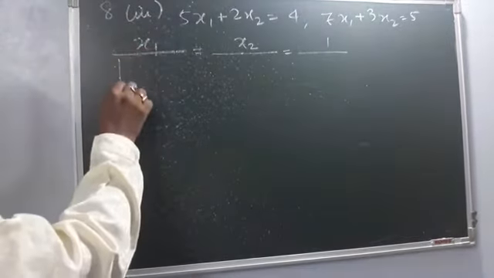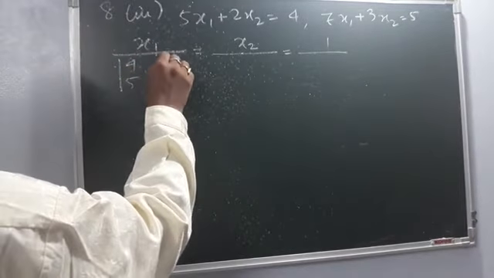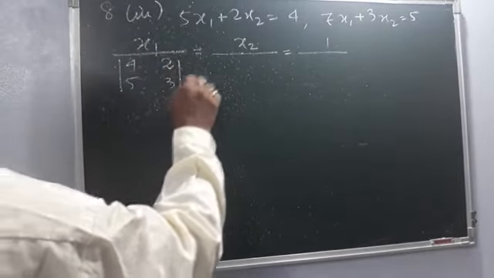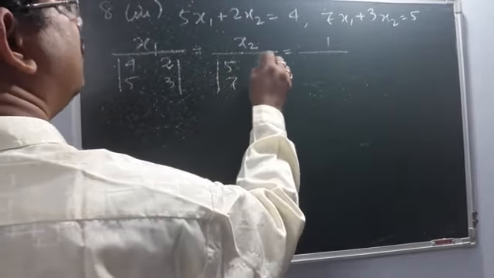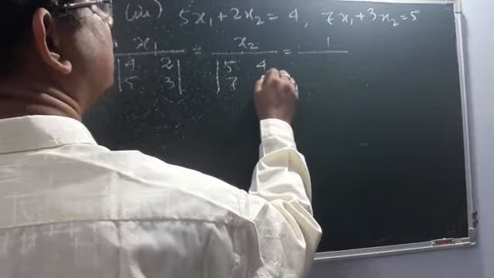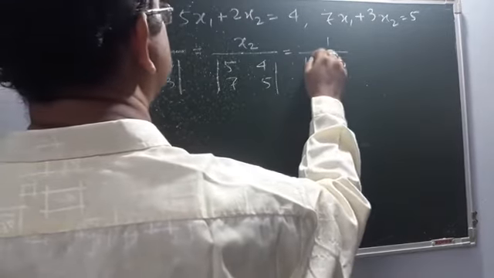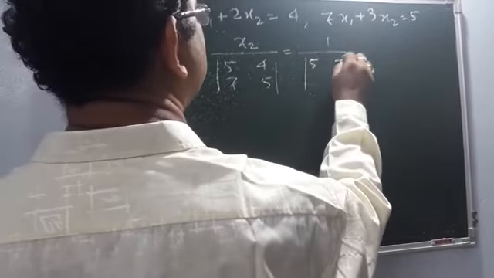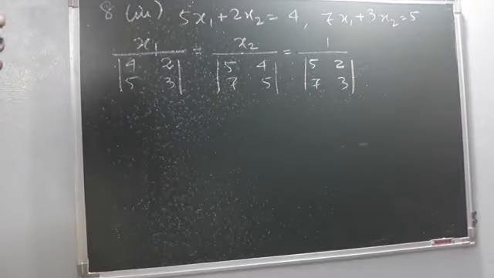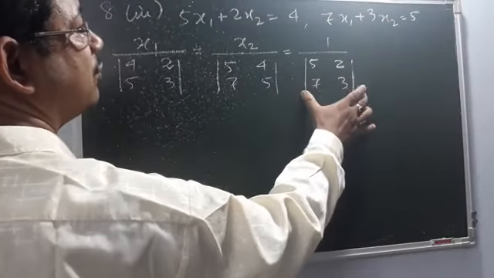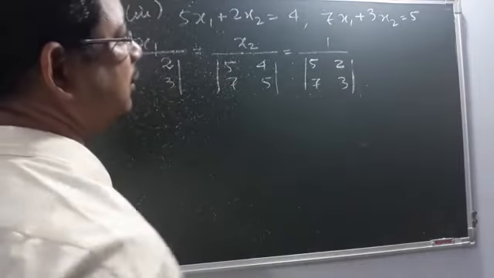So the coefficient of x1 we will replace by 4 and 5, and x2 will replace by 2 and 3. For x2 also we can replace 5 and 7 by 4 and 5. And here we will write only the coefficients of x1 and x2. So 5, 2, 7, 3. I want to repeat again. First, the coefficients of x1, x2 are what? 5, 2, 7, 3 written.